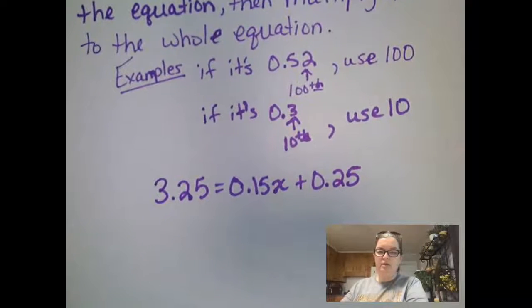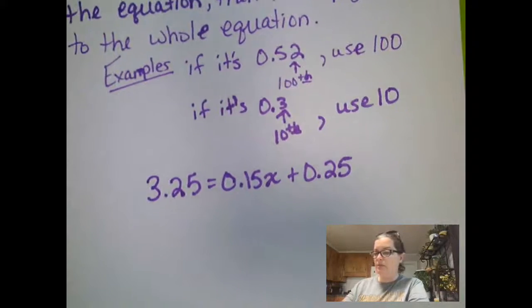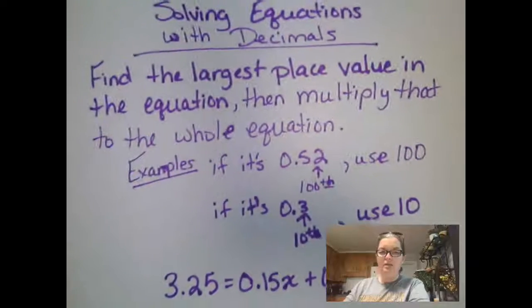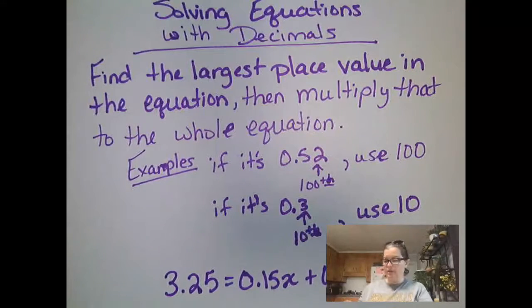3.25 equals 0.15x plus 0.25. And here's the statement that I have. This is the trick that we're going to do. It says find the largest place value in the equation, then multiply that to the whole equation. Alright, so y'all ready for this magic?